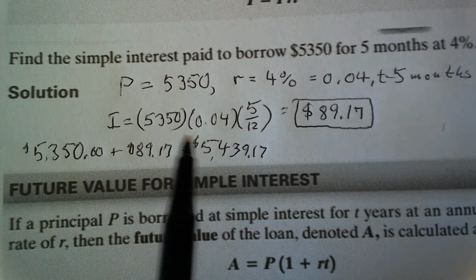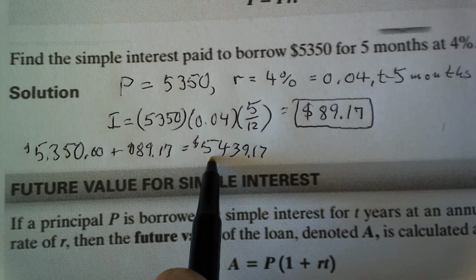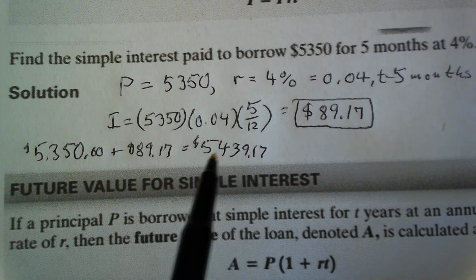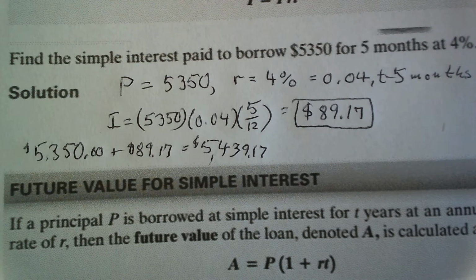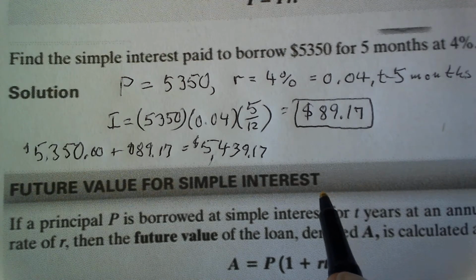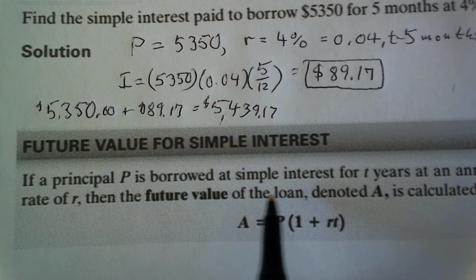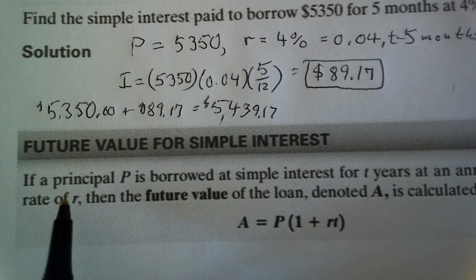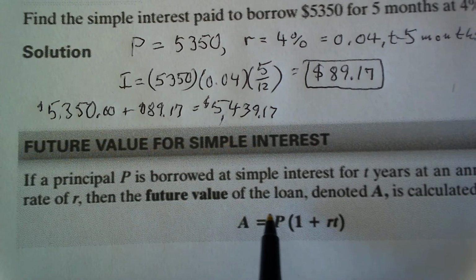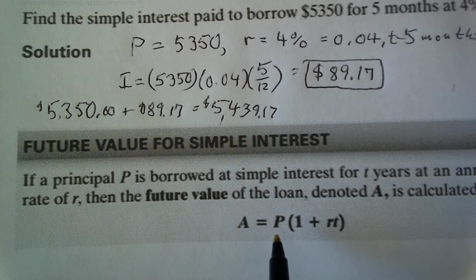So the P, the principal, can also be thought of as the present value, and the total amount would be the future value of the loan, because that is, in this example, 6 months in the future. So here we have the formula for future value. If we have a principal P, borrowed at simple interest for T years at an annual interest rate of R, then the so-called future value of the loan, denoted by A, is calculated by this formula: A equals P, the principal or present value, times (1 plus R times T). So that would be considered the future value of a loan.